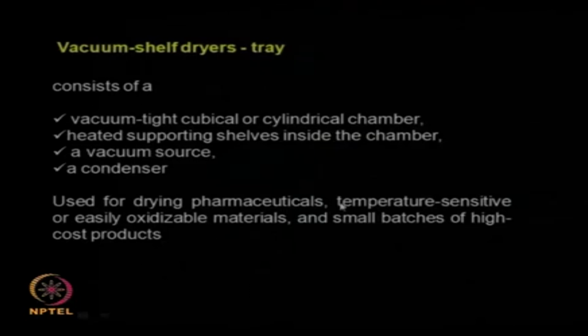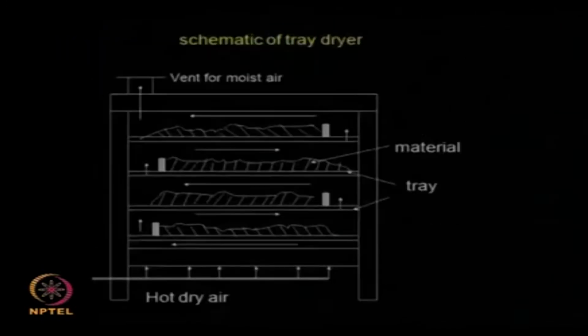So this is useful for drying pharmaceutical products, even temperature sensitive products, and we can use it for oxidizable material because you are applying vacuum, there is no air inside, so there is no oxidation taking place. We can do it in small batches also. You just fill up the trays with the material that needs to be dried, run it for a sufficient period of time, then discharge all the material, then again you charge. So it is very useful for small batches and also high cost products, because you have complete control on the drying process.